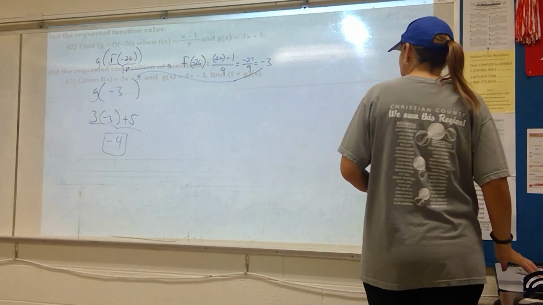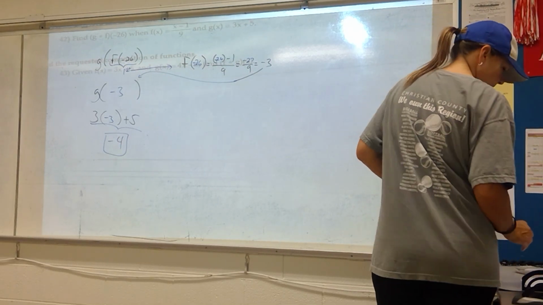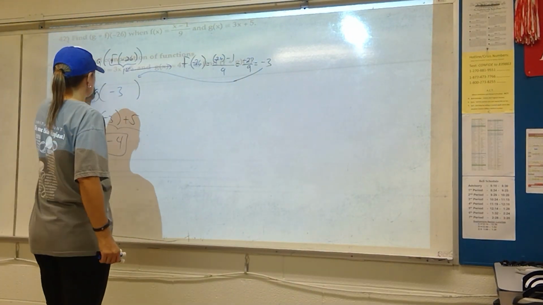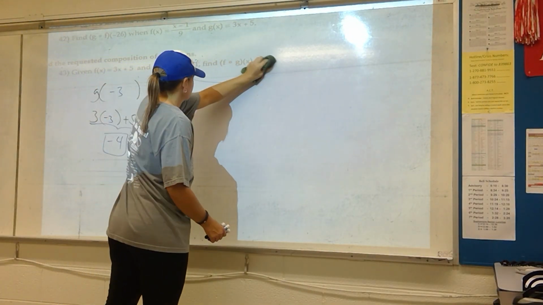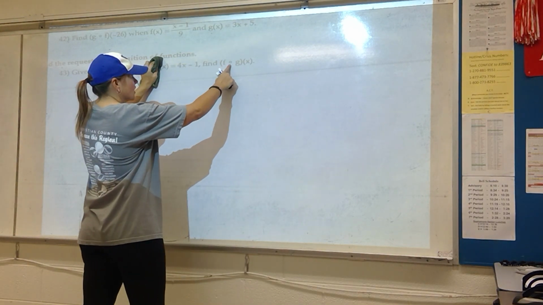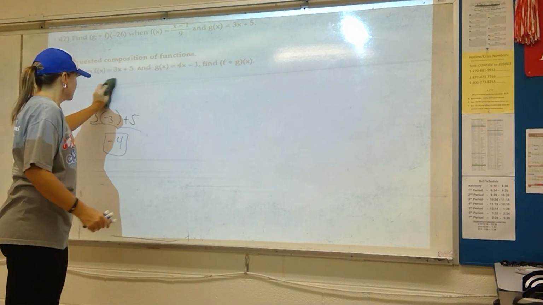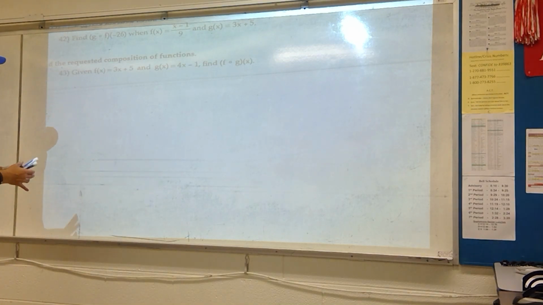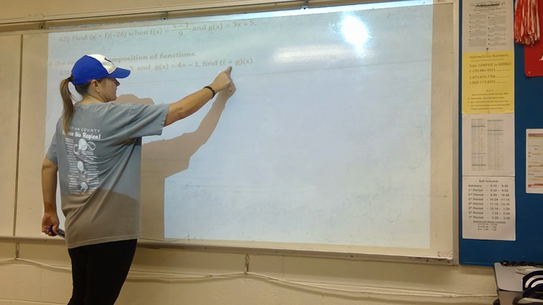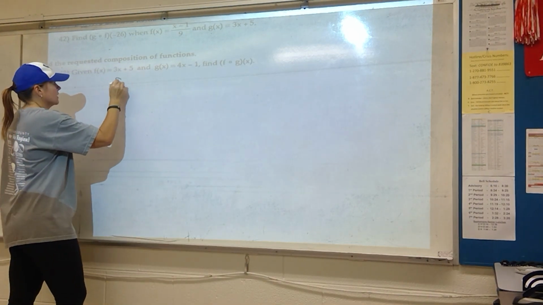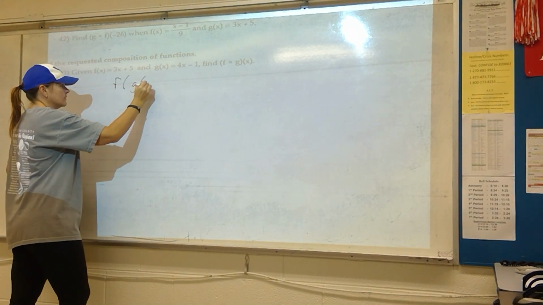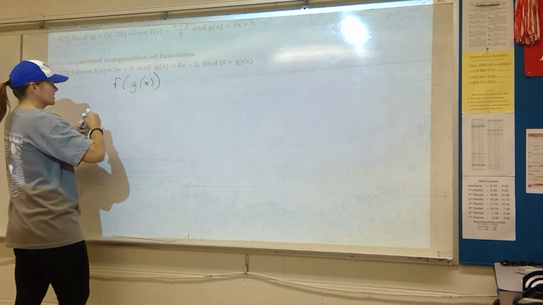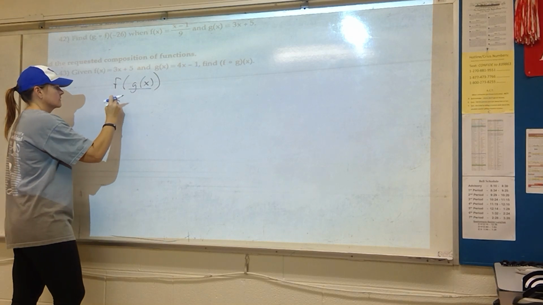Now, number 43 is another composition. However, there's no number involved. At the end of this problem, you'll notice it says find the f of g of x. There's no number. So there's going to be x's left in the answer, okay? So I like to write f of g of x like this. F of g of x. Who is on the inside? It's g of x. So let's plug in what g of x is.